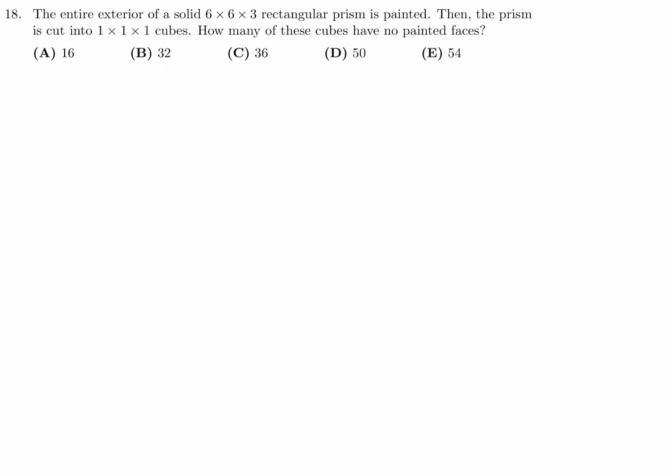The entire exterior of a solid 6 by 6 by 3 rectangular prism is painted. Then the prism is cut into 1 by 1 by 1 cubes. How many of these cubes have no painted faces?